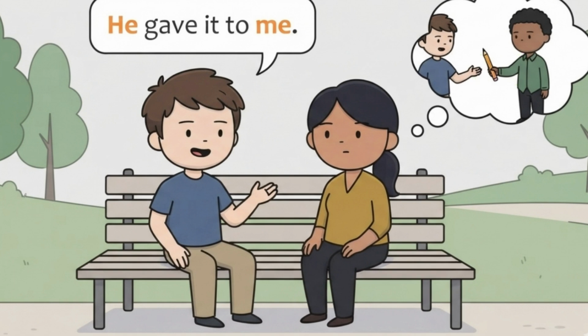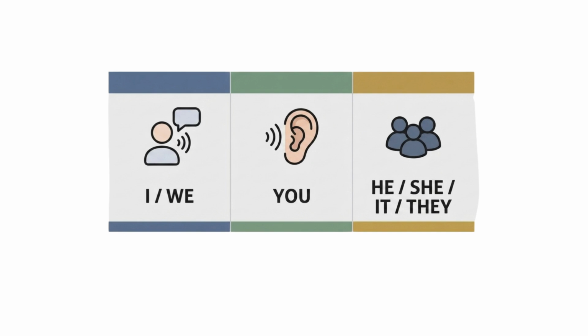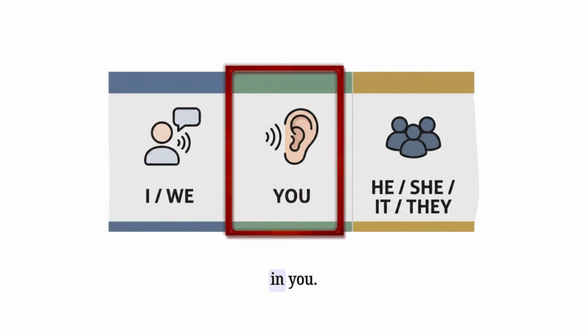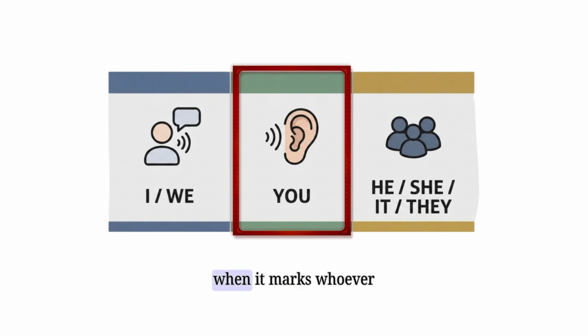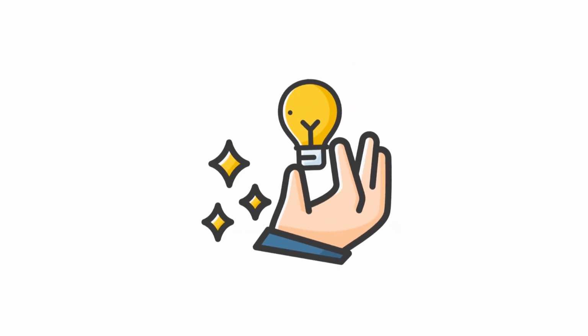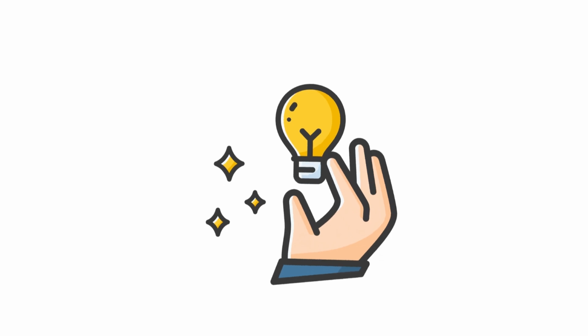So here is the pattern. When a personal pronoun marks that the speaker is talking about themselves, it swaps in I or we in place of that speaker's name. When it marks someone being spoken to, the personal pronoun swaps in you. And when it marks whoever or whatever is being talked about, it swaps in he, she, it, or they. That's the whole idea behind personal pronouns.